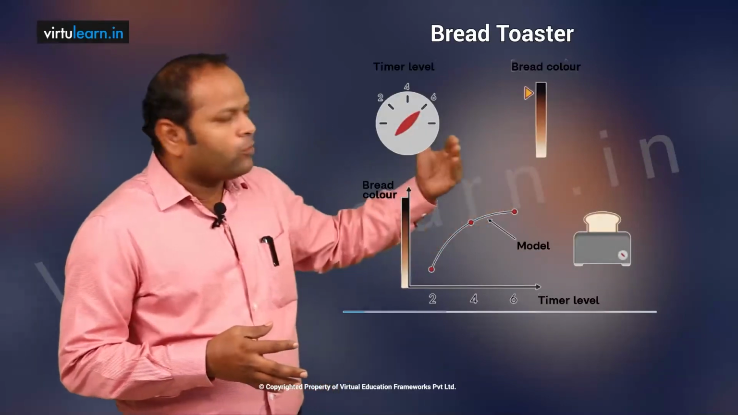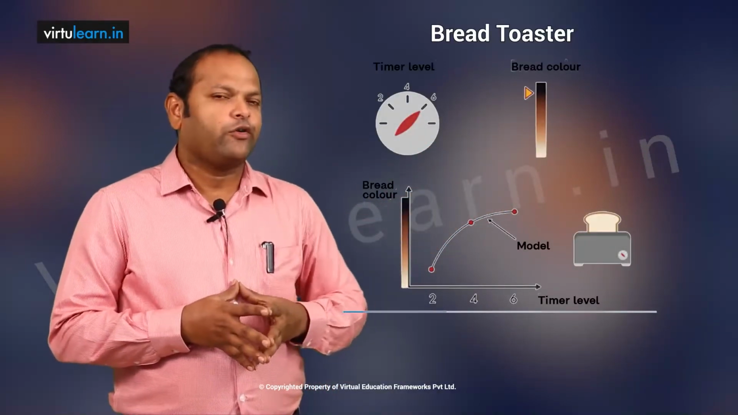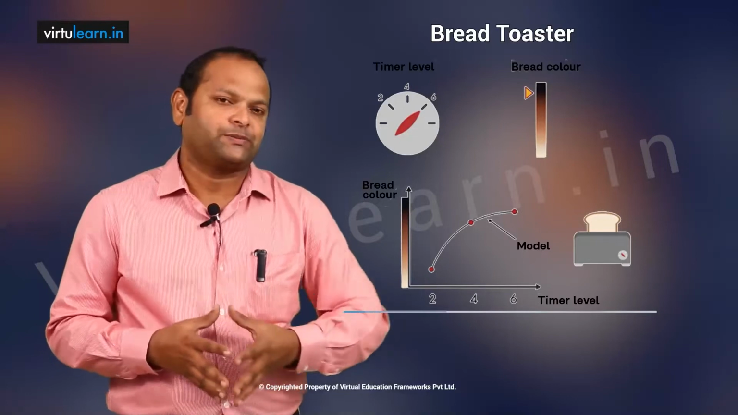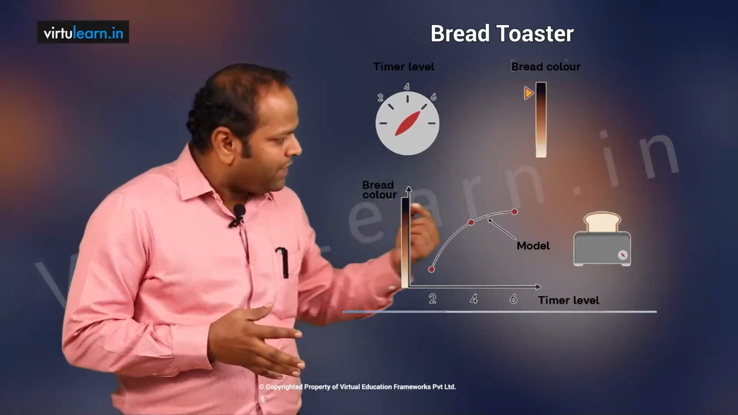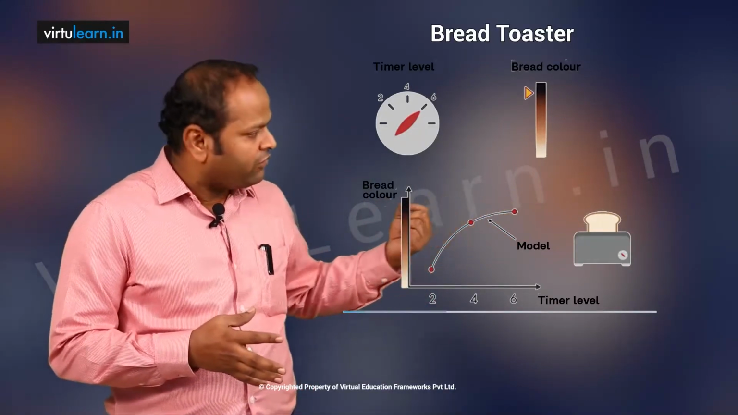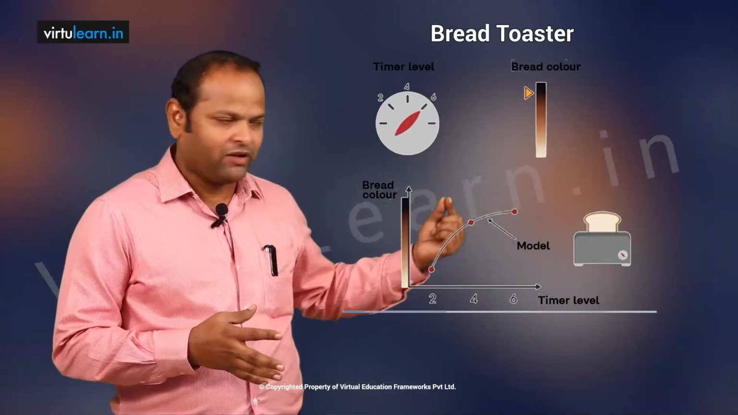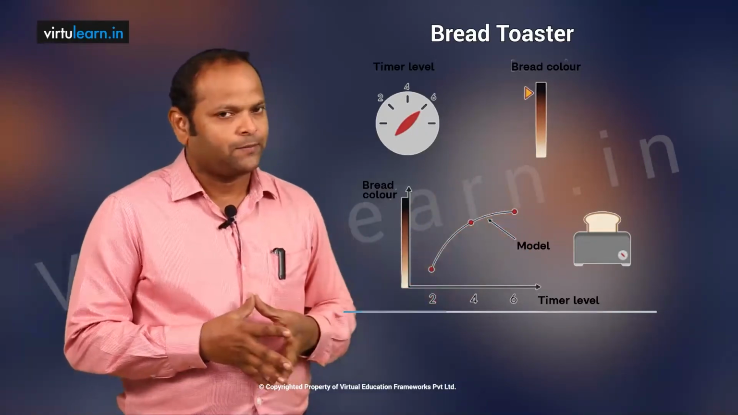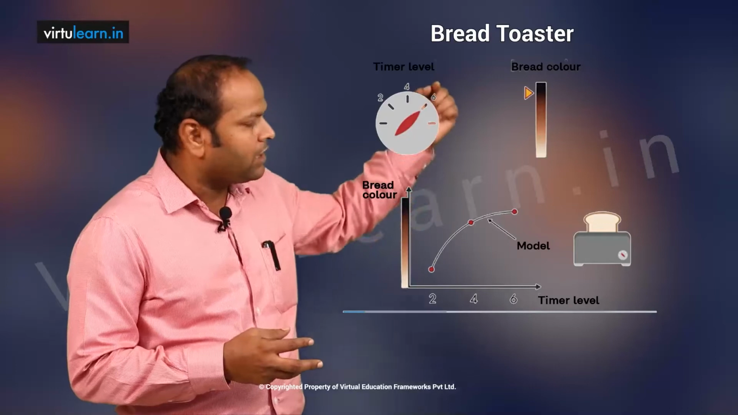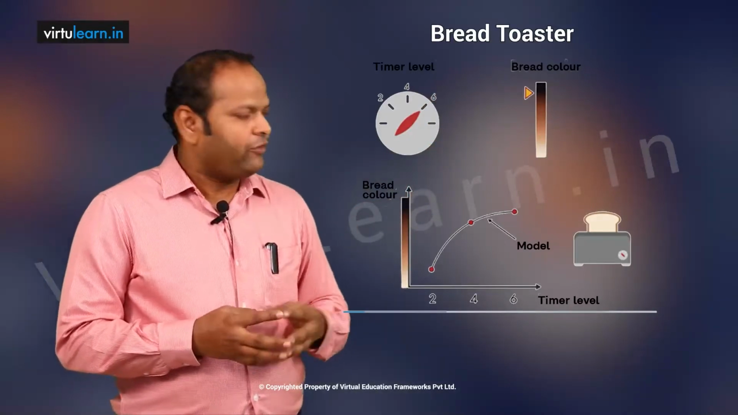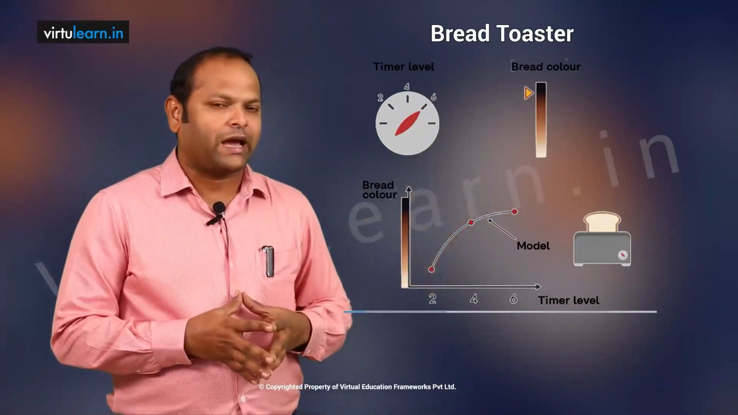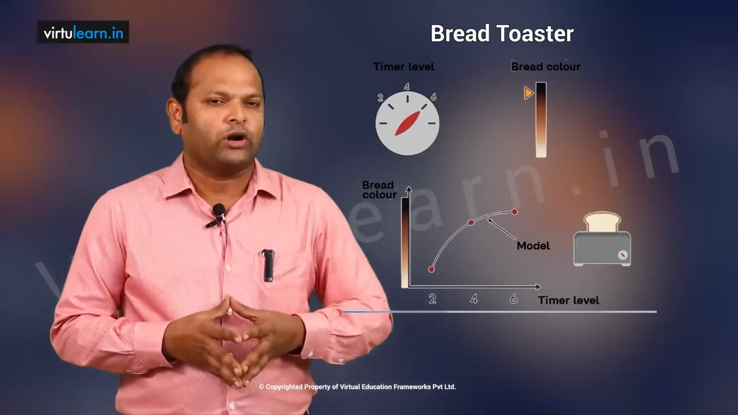Now, if we model this system, how can you model this? We do some experiments. Depending upon the time, that means we vary the time, we fix the timer level, so it is 2, 4, 6 and see what will be the bread color here. And we fit one particular curve characteristic and from that we can model it.